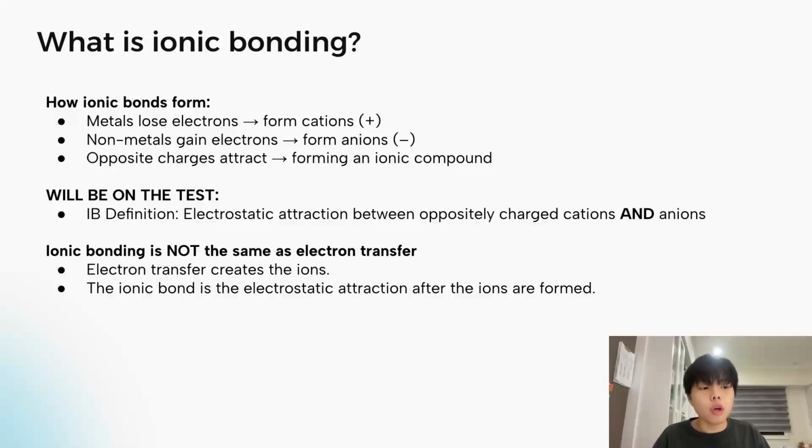It is important to note that ionic bonding is not the same as electron transfer. Ionic bonding is the electrostatic attraction after the ions are formed, whereas electron transfer creates the ions.